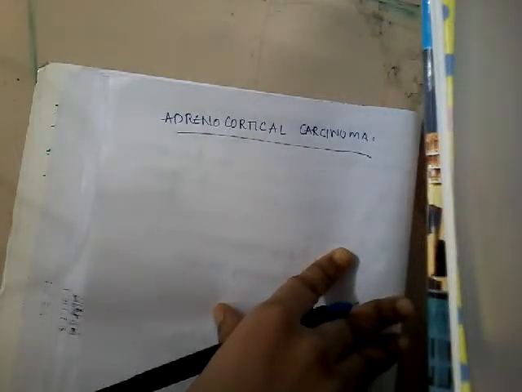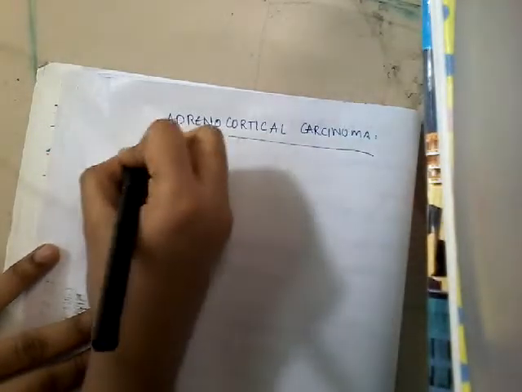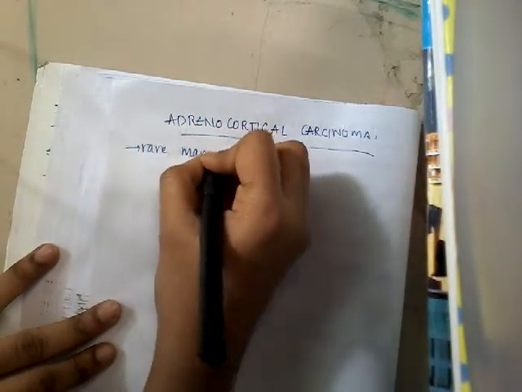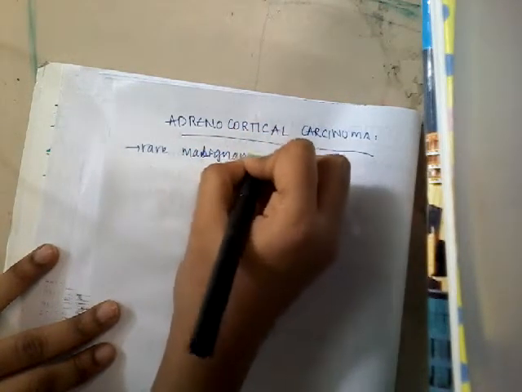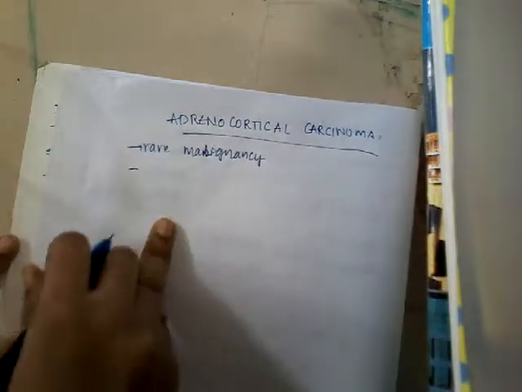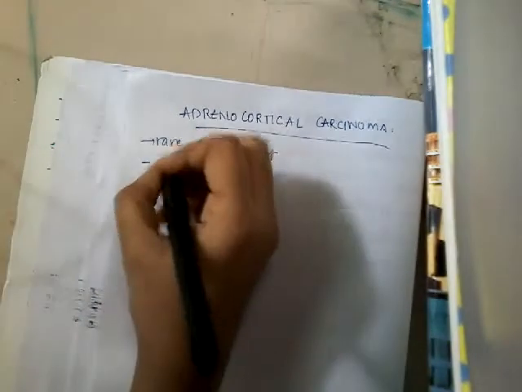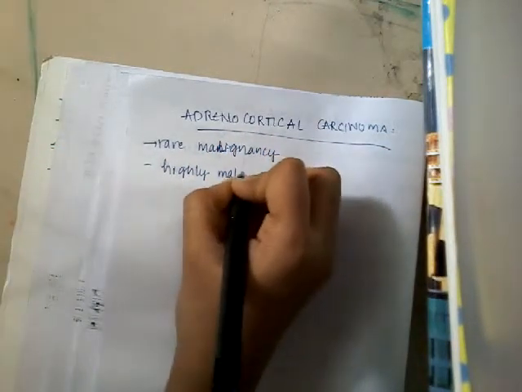Hello friends, let us learn now about adrenocortical carcinoma. This is a rare malignancy, occurring in 1 or 2 per million population. Though it is rare, it is a highly malignant tumor.